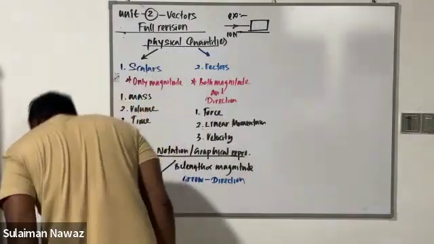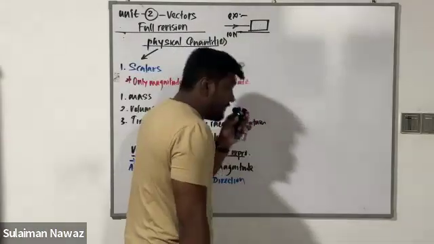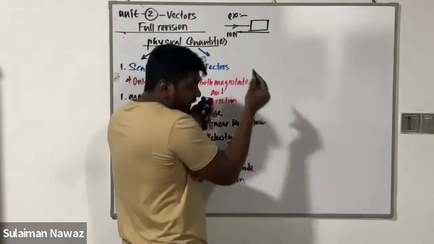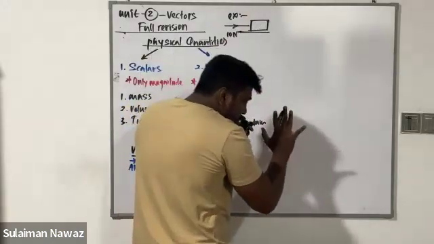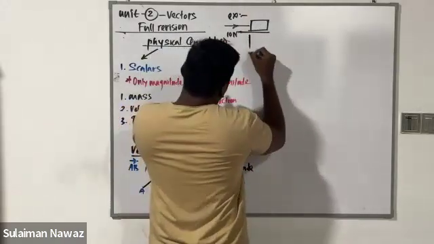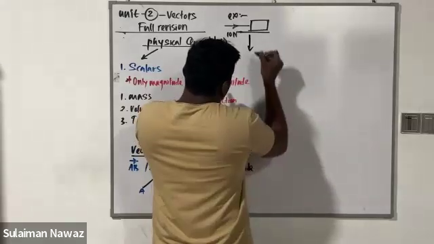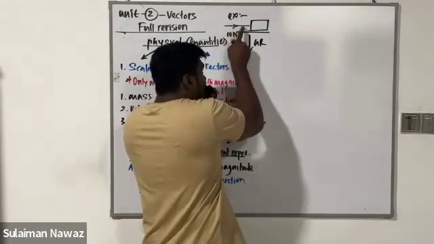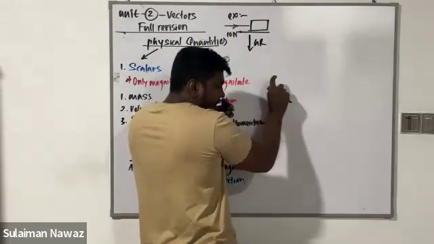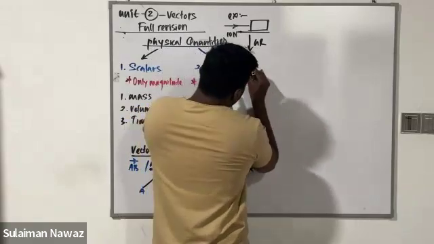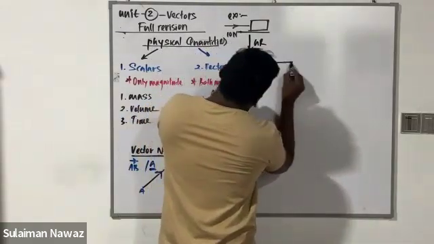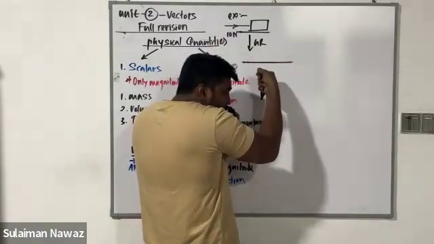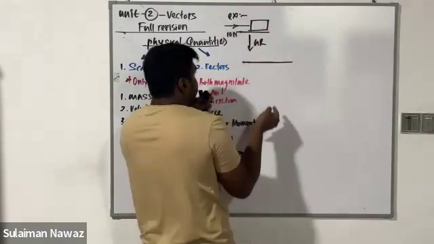Now, I ask you to represent this vector graphically. Then what you should do is draw a graphical representation. You should draw a horizontal line because the vector is in the horizontal right direction. But remember, the length of this line should be proportional to the magnitude of the vector.